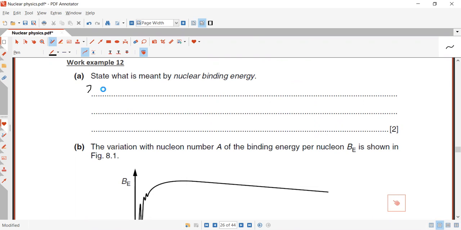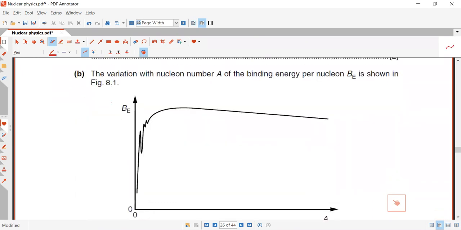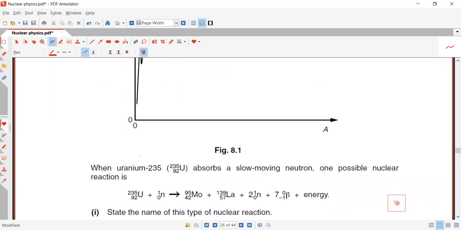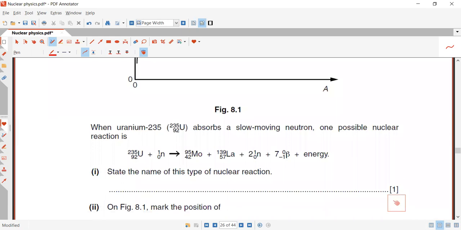Yes, here, right? So the variation of the binding energy with the nucleon number is shown. The question is, here is the nuclear reaction, state the name of this reaction. Definitely it's a larger nucleus being split into smaller fragments. So it's the nuclear fission reaction, right, students?